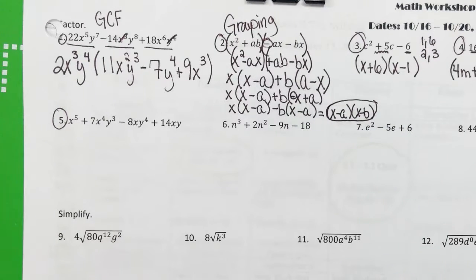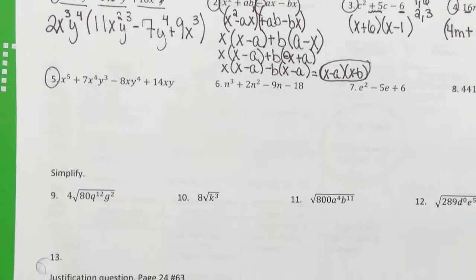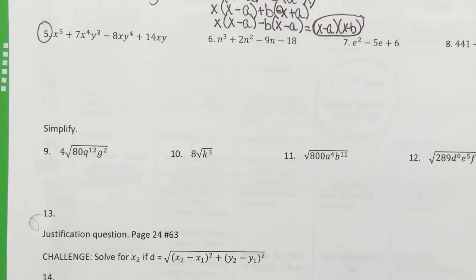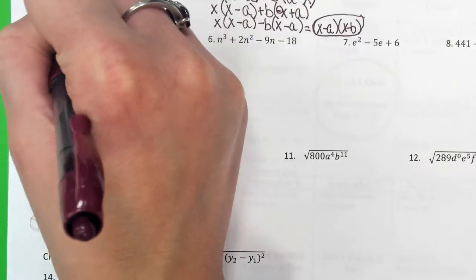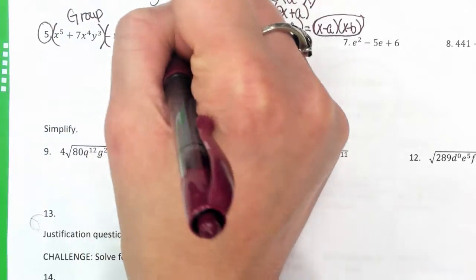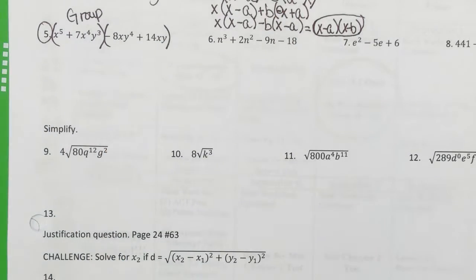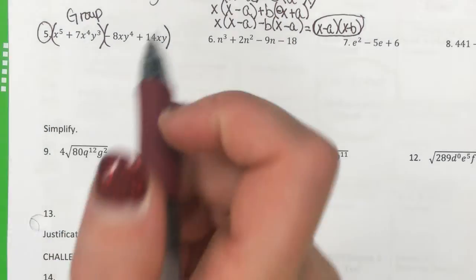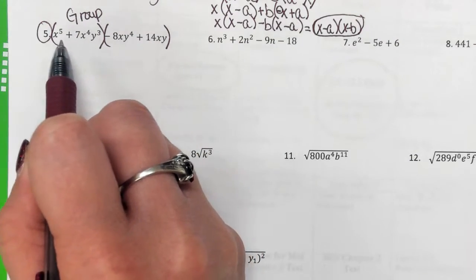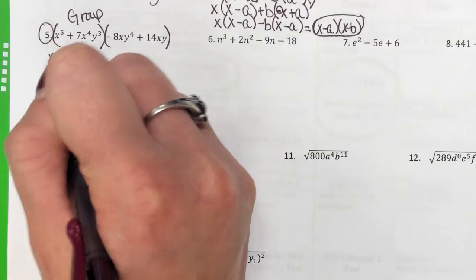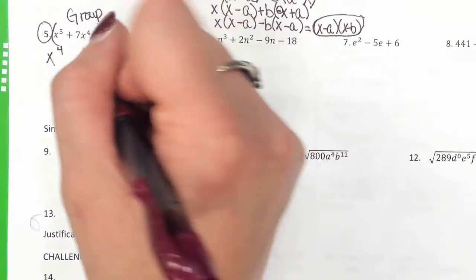All right, number 5. How many terms does number 5 have? 4. So what do we do? Group them. There you go. All right, last one, guys. All right, what about the first two? What do they have in common? X to the 4th. Perfect.